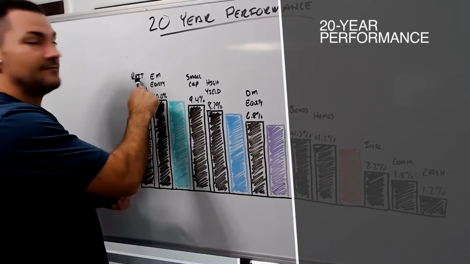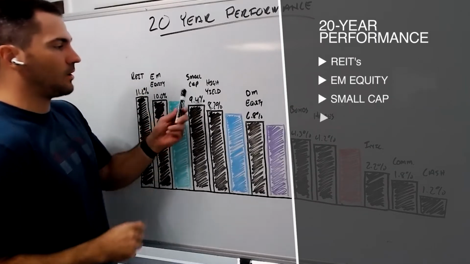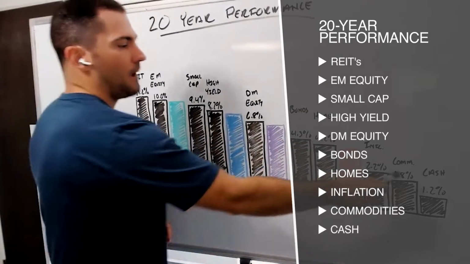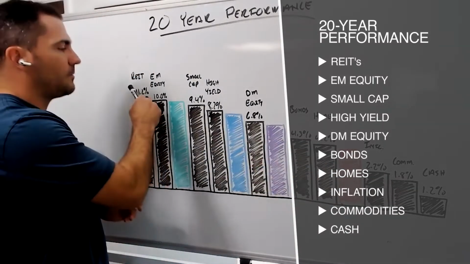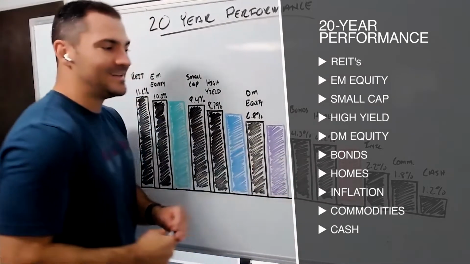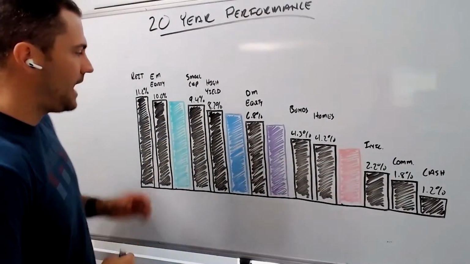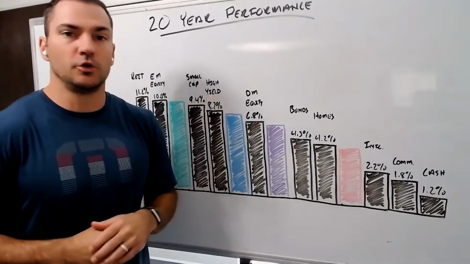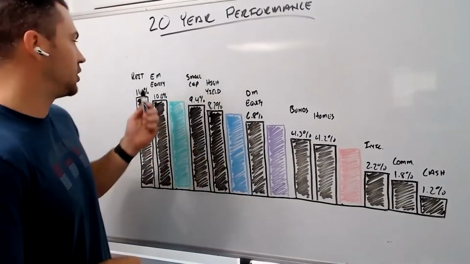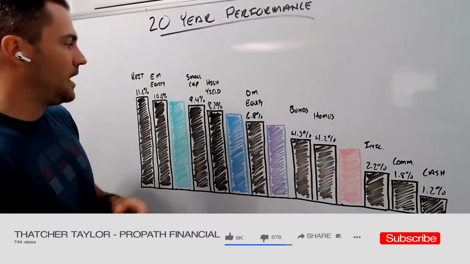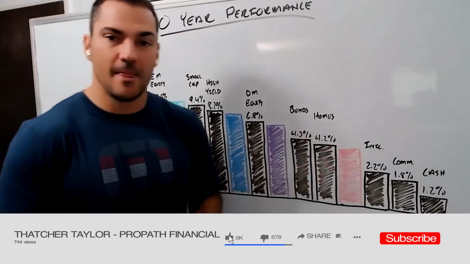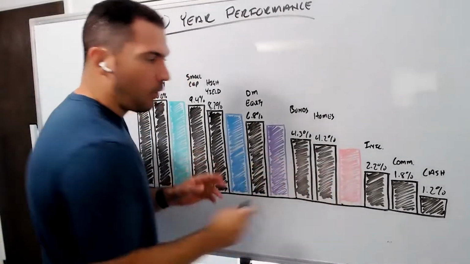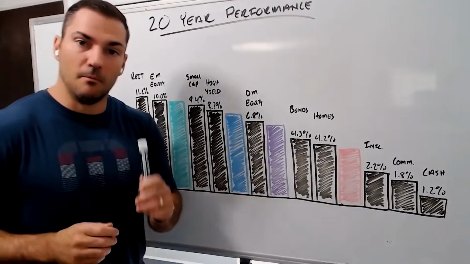REITs, real estate investment trusts, emerging market equities, small cap, high yield, developed markets, bonds, homes, inflation, commodities, and cash. You can see over the past 20 years, to December 31st, 2021, how all these categories performed. REITs don't just include housing, they include commercial. There's a variety of different property types that go into REITs. Emerging markets have done well, but you can see how there's some categories that are blank here. These categories that are blank are usually the ones that are talked about the most.